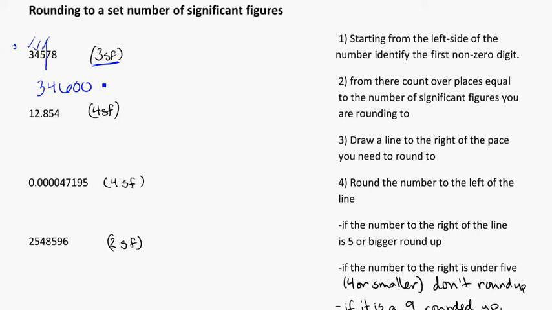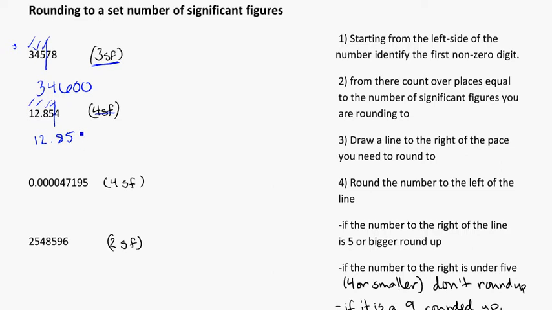In the next example, we're going to find again the first significant digit, which in this case is the 1. And we're going to count over 4 spots. So 1, 2, 3, 4, and draw my line. So again, comparing the right-hand side of that line, I see a 4. In this case, it's actually less than 5, so I'm going to leave the number on the left-hand side of it alone. I will not round up, leave it exactly as it is. So here I get 12.85.